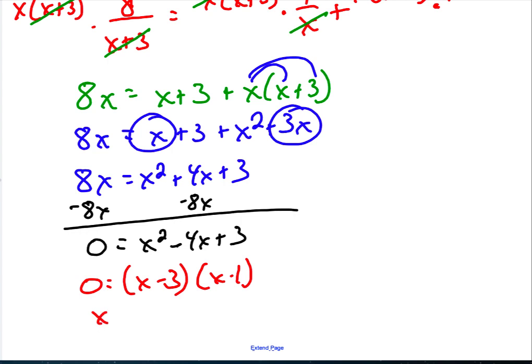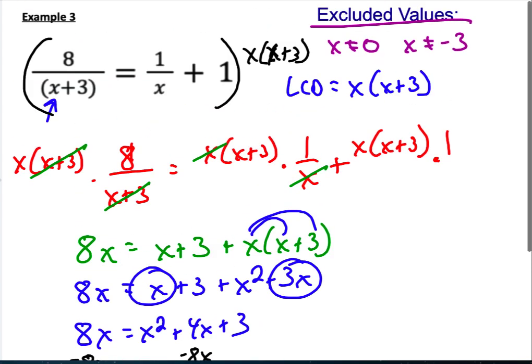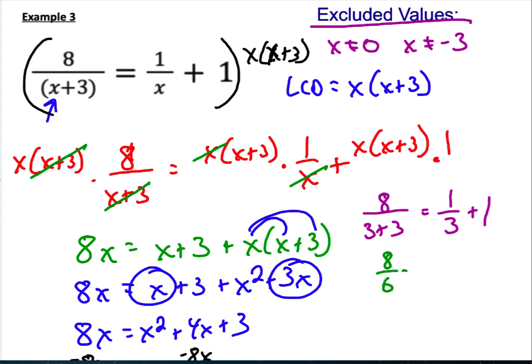And when I set those equal to 0, I get x is equal to 3, and x is equal to 1. Those are my two possible solutions. So I'm going to check those in my equation. So 8 over 3 plus 3 is equal to 1 over 3 plus 1. Well, 8 over 3 plus 3 is 8 over 6, or 4/3. 1/3 plus 1, well, 1 is really 3/3, so 1/3 plus 3/3 is 4/3. And I do get 4/3 is equal to 4/3.